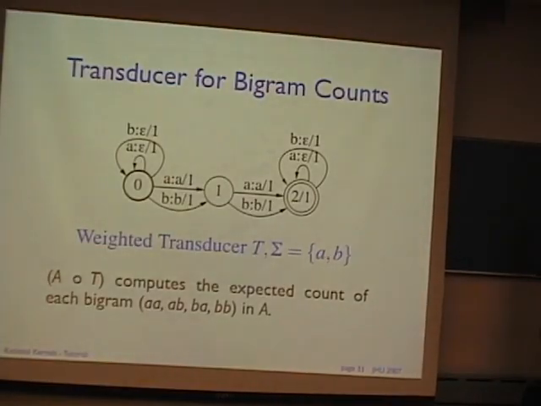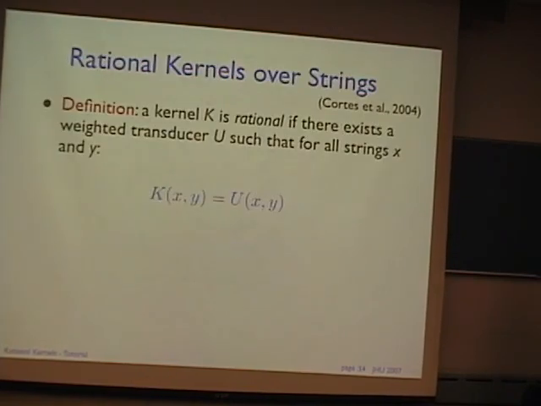So rational kernels are simply kernels that can be expressed as a weighted transducer. That's going to be our definition. And as you can see, they can compute meaningful measures or features for a similarity measure.